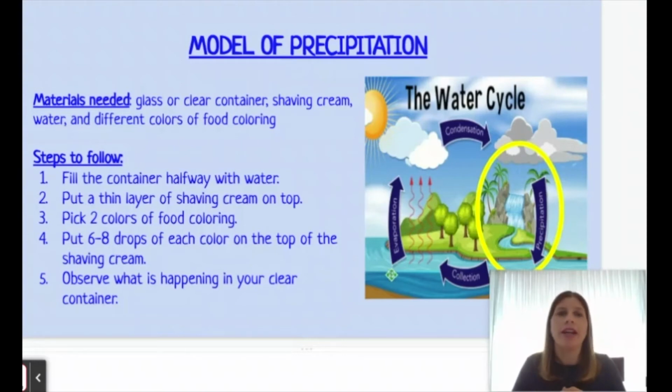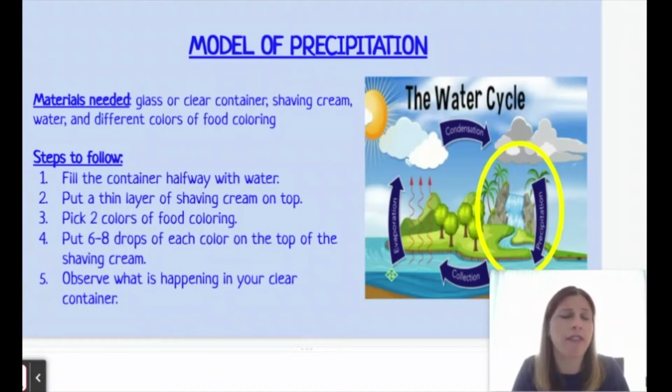But let's get started. So the materials needed, like I mentioned earlier, are a glass or clear container, shaving cream, water, and different colors of food coloring. 2 to 3 colors is just perfect. The steps to follow. We're going to fill the container halfway with the water. We're going to then put a thin layer of shaving cream on top.